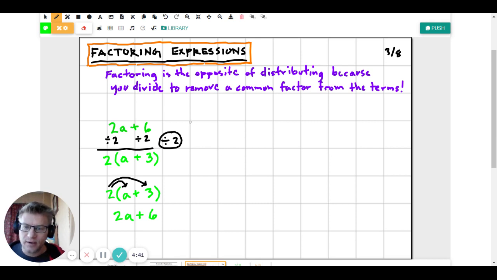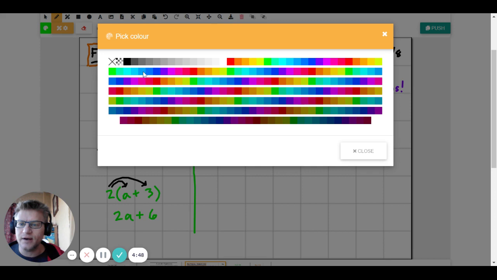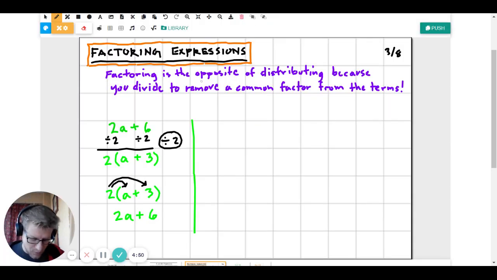Okay, we're going to do another one. Let's draw a line right here. Do we want a green line? Yeah, why not? Okay, second problem. Let's do this one in a blue. We're going to do 25y. So write this down.